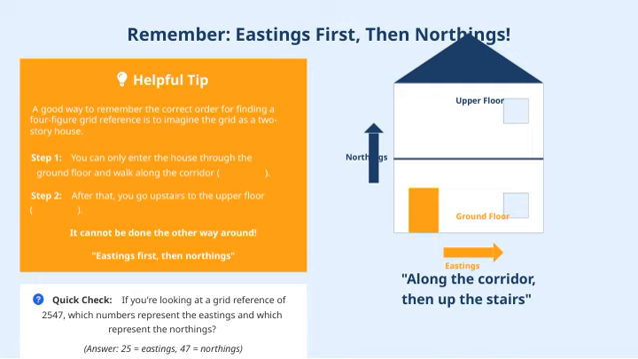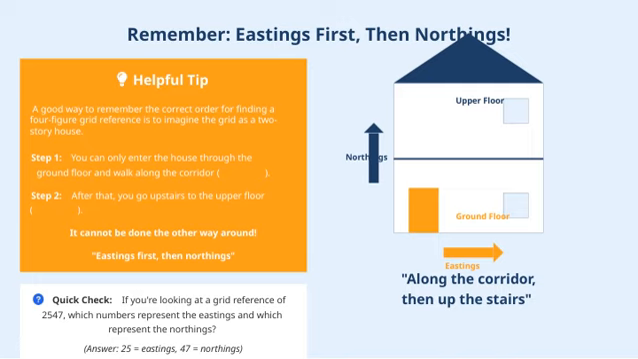Now let's do a quick check. If you see a grid reference like 2547, which numbers are eastings and which are northings? Well, the first two digits, 25, are the eastings, and the last two, 47, are the northings. This method makes it easy to identify the correct order.